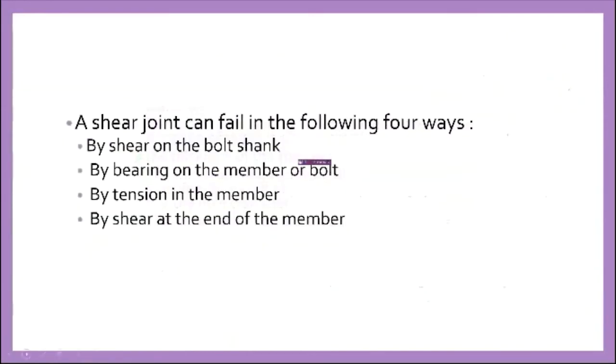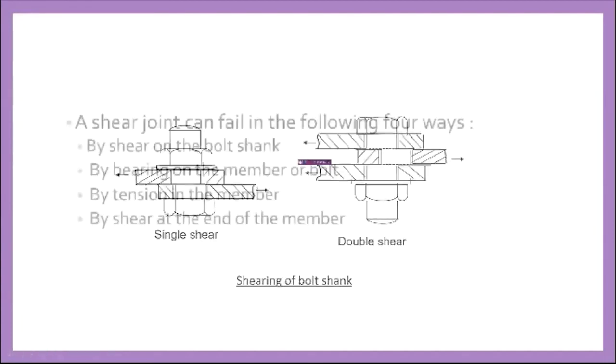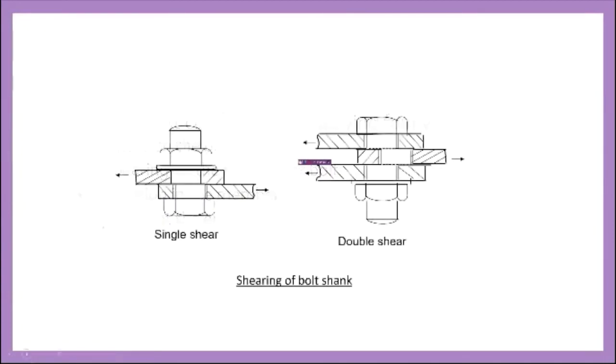A shear joint can fail in the following 4 ways. There are 4 shear joint failures: by shearing of the bolt shank, by bearing on the member or bolts, by tension in the member, and by shear at the end of the member. We are going to look at them one by one. The first one is shear on the bolt shank. What happened here, you see the bolt is breaking into 3 pieces. The bolt breaks because there is a force pulling this plate, and here also pulling it out. In single shear it is about the same. See that there is a break between the bolts.